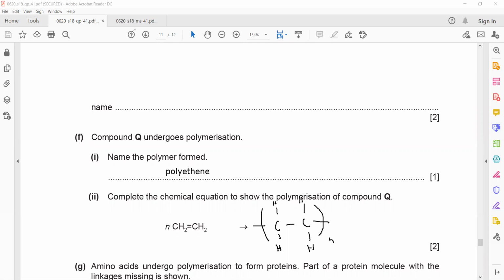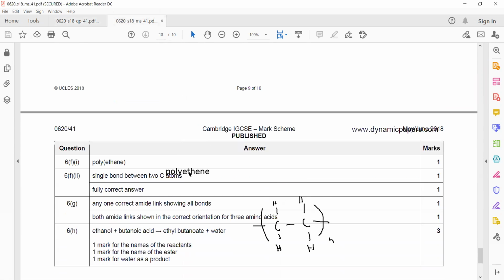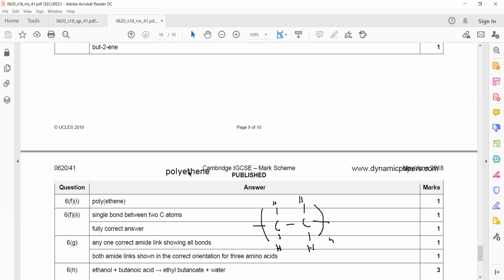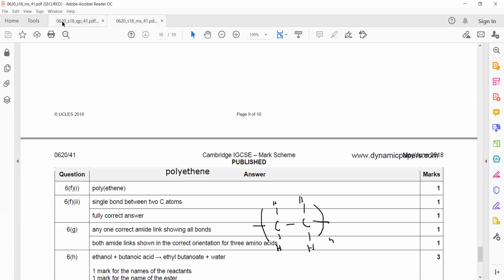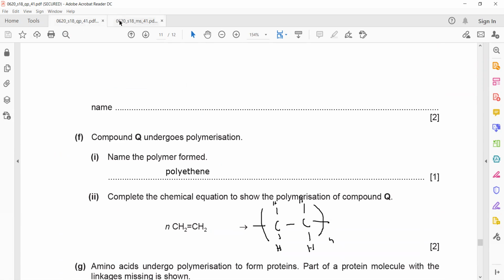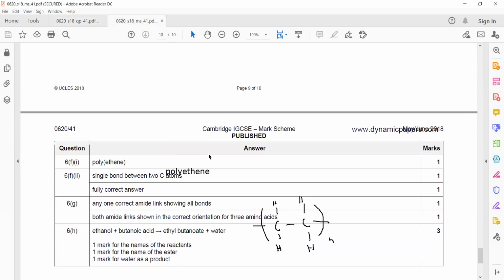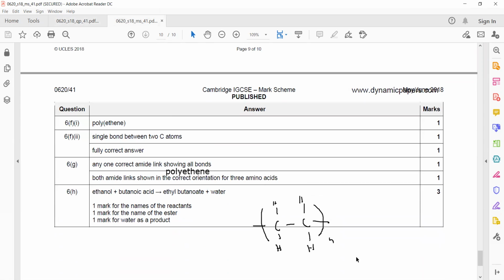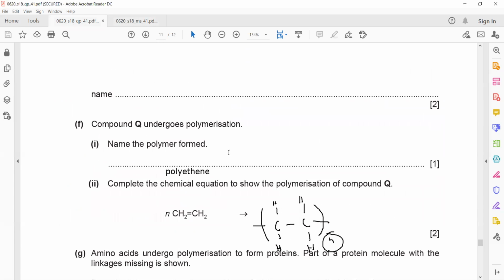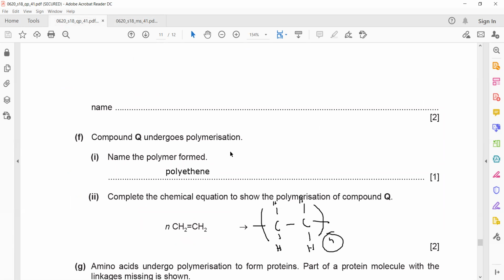Yes, I will show you the distribution of the marks. This one is question number 6, part F. There is a single bond between the 2 carbon atoms, and a fully correct answer. Here, fully correct answer means you have to put n here. Is it clear?